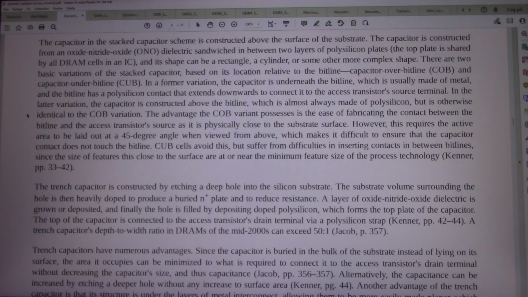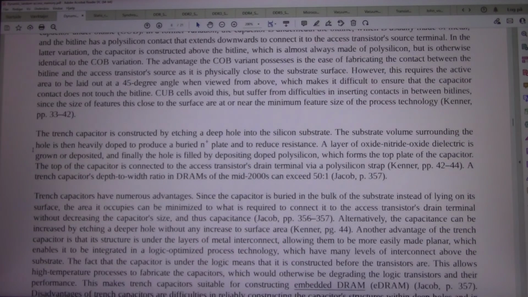The advantage the COB variant possesses is the ease of fabricating the contact between the bitline and the access transistor source, as it is physically close to the substrate surface. However, this requires the active area to be laid out at a 45-degree angle when viewed from above, which makes it difficult to ensure that the capacitor contact does not touch the bitline. CUB cells avoid this, but suffer from difficulties in inserting contacts in between bitlines, since the size of features this close to the surface are at or near the minimum feature size of the process technology.